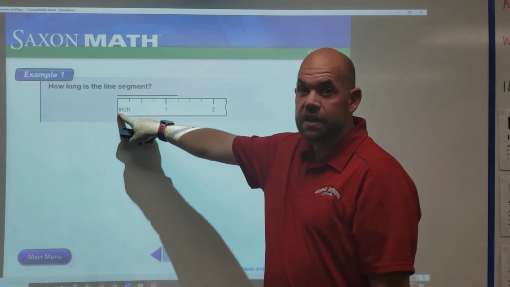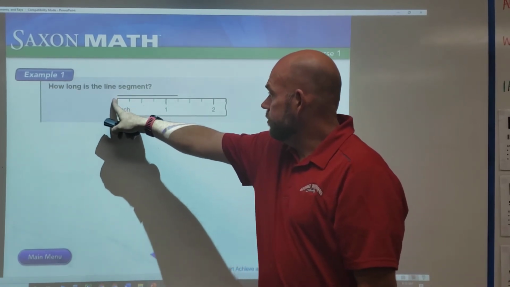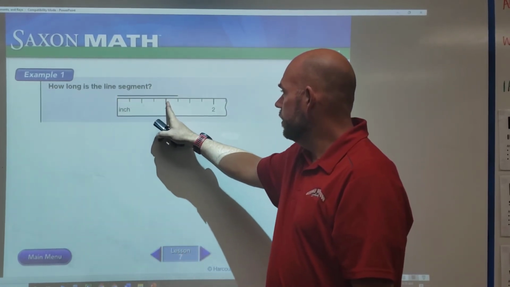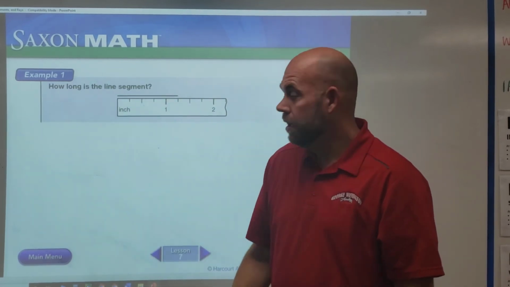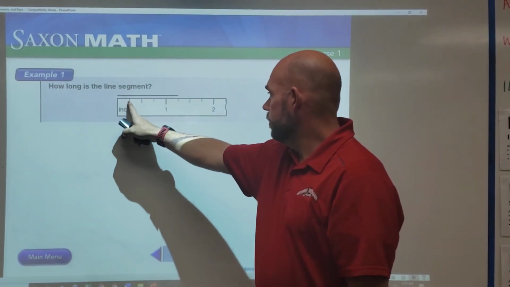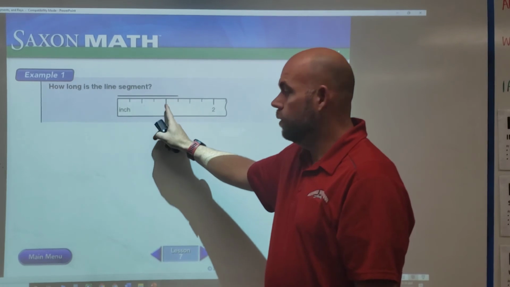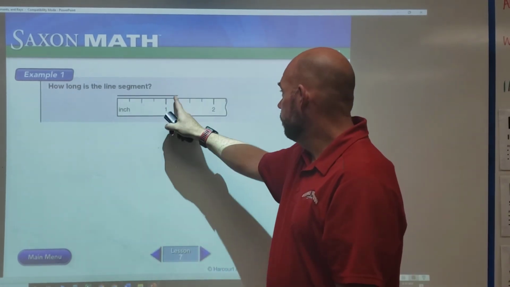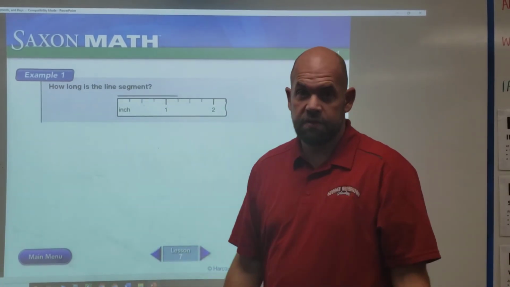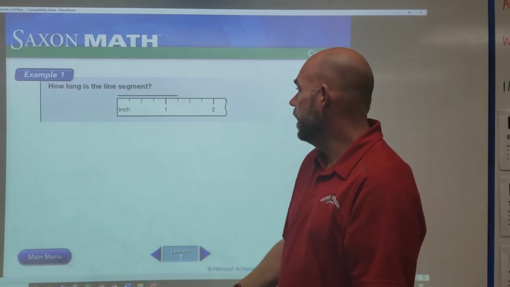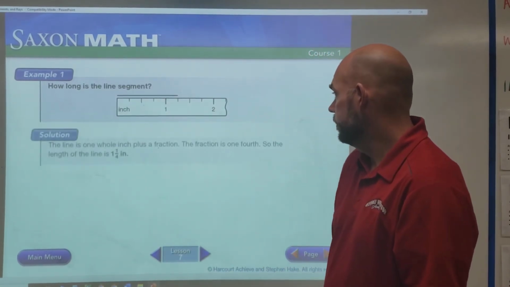We see that it's in inches. The beginning of the segment starts at 0. So if we just go up to 1, we have to see how many markers are in the measurement. So we're seeing 1, 2, 3, 4 equal parts. So if we go to 1, that's 1 out of the 4 equal parts, so that would be 1 1/4 inches.